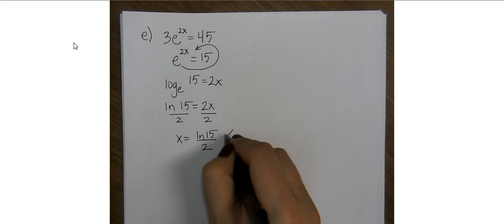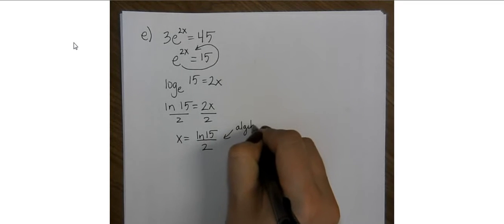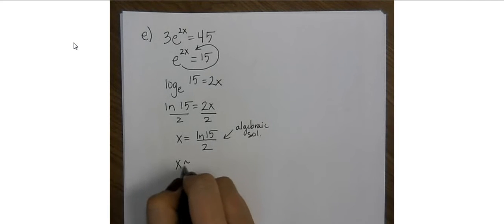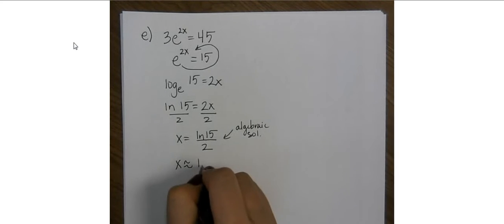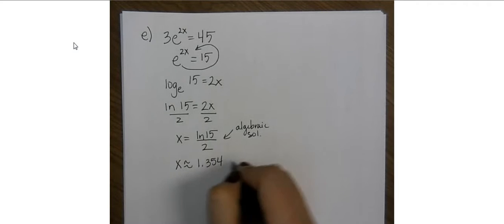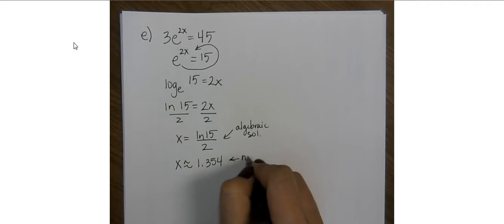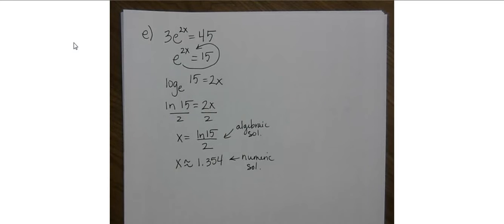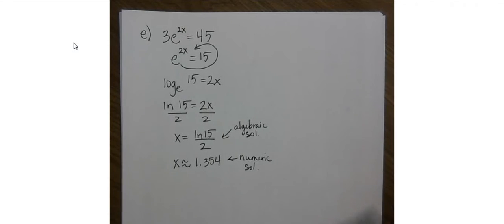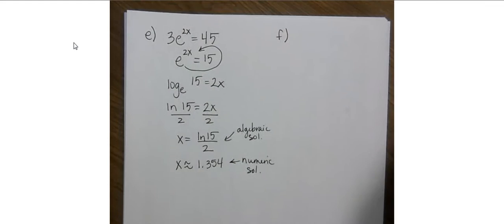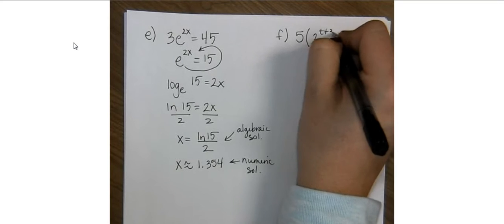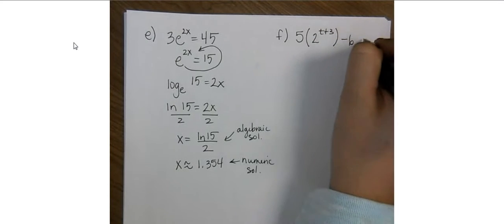So again, this would be considered your algebraic solution. And then when you actually typed it into the calculator to evaluate, you would get your approximate solution, which is 1.354. And that is called your numeric solution. All right, let's do another one. So f, we have 5 times 2 to the t plus 3 minus 6 equals 10.